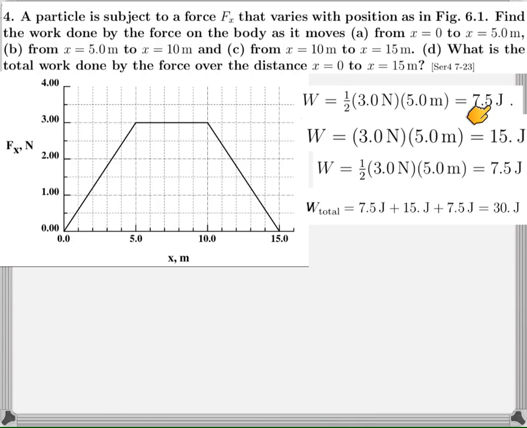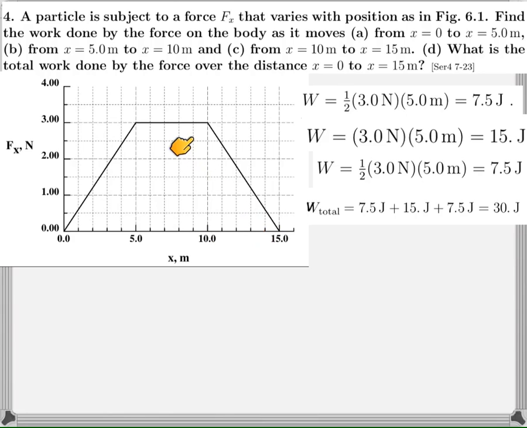And second part, what is the work done by this force from x equals 5 to x equals 10? It's a rectangle, just multiply 3 by 5, 15 joules. And the last one, you will calculate the work from x equals 10 to 15. And the last question is, what is the total work?